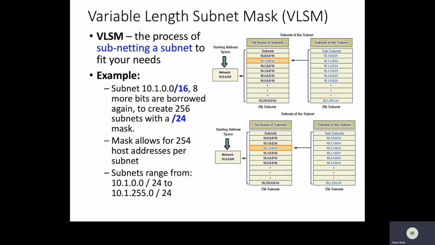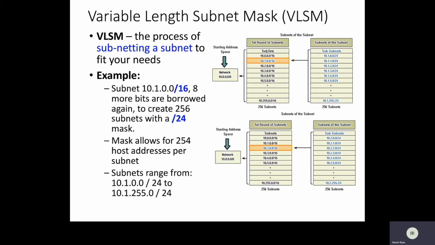In order to address this problem, we have variable length subnet mask, VLSM. Variable length subnet masking is a process where we subnet a subnet, where a subnet is further subdivided into more subnets, and we keep doing this process to cater to the needs of the different subnets.